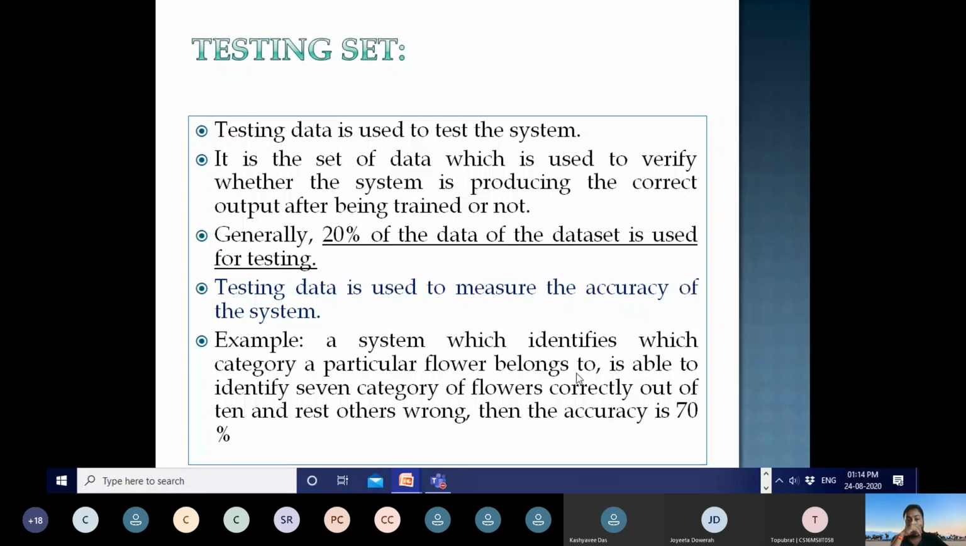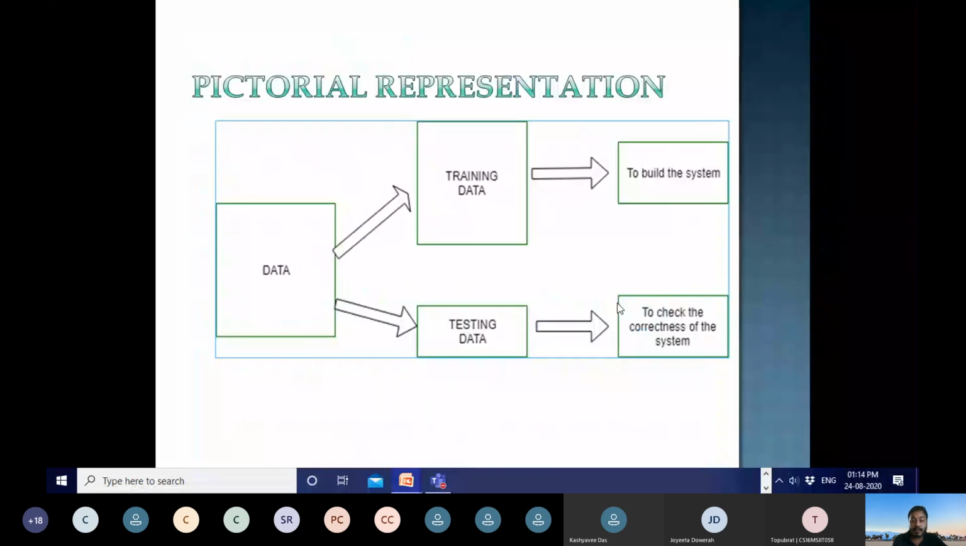Now, a pictorial representation of this. See, this is the data. Then we have training data to build the system, and testing data to check the correctness of the system.